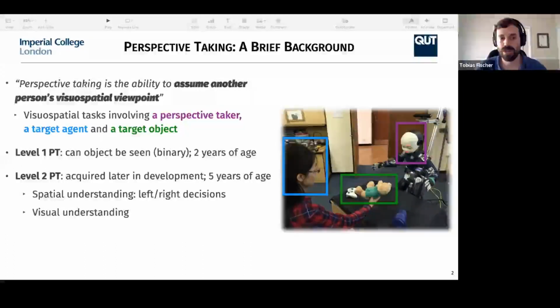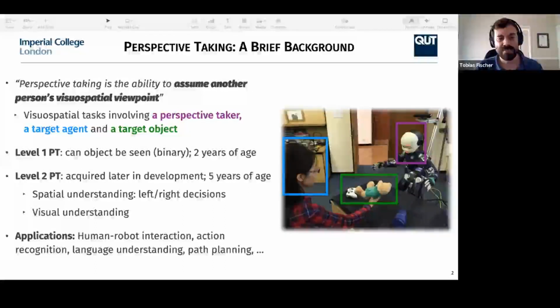So one is just knowing whether the other person can see that object, and the other one is acquired a little bit later as a child, when they're around 5 years old, and it gives them a spatial understanding. So what is my left is your right, and it gives you a visual understanding as well. So if I have a bottle in front of me, it looks different from the front and from the back, and at some point we acquire that knowledge. And throughout my PhD, I tried to adapt this knowledge for the iCub humanoid robot.